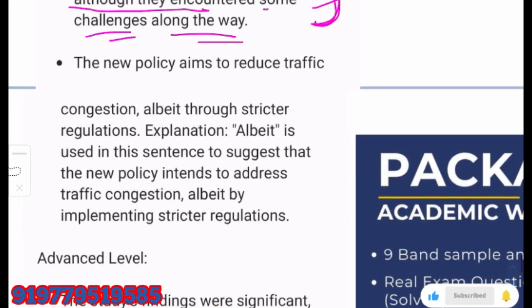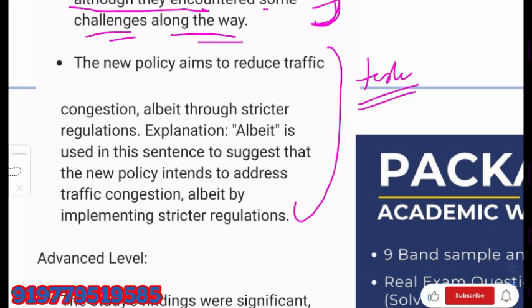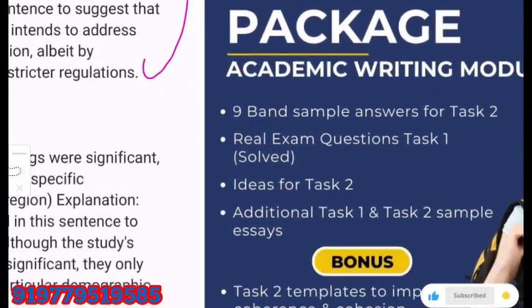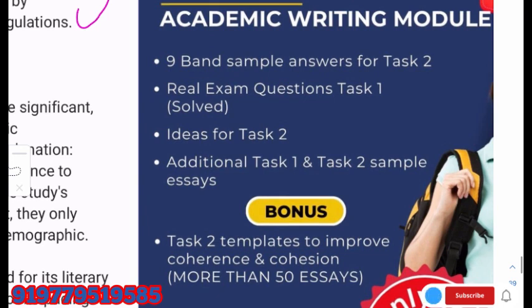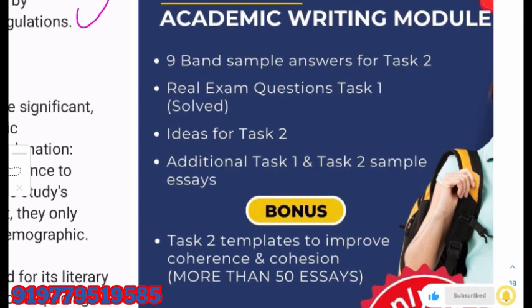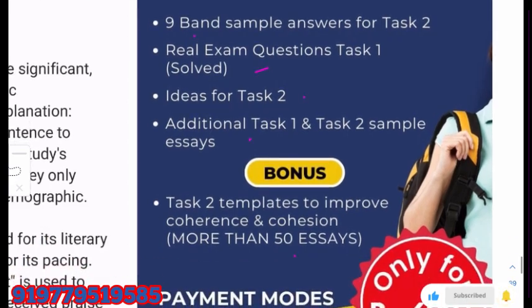Okay, now this is again Task 2, which comes on environment, traffic congestion. I have to give you sentences for the important IELTS topics. Be careful, see to the last. Now this is the academic writing module. You can see here real exam questions, 9 band, ideas, additional tasks. So you are getting 1, 2, 3, 4, 5 for $6.99. Okay, right.